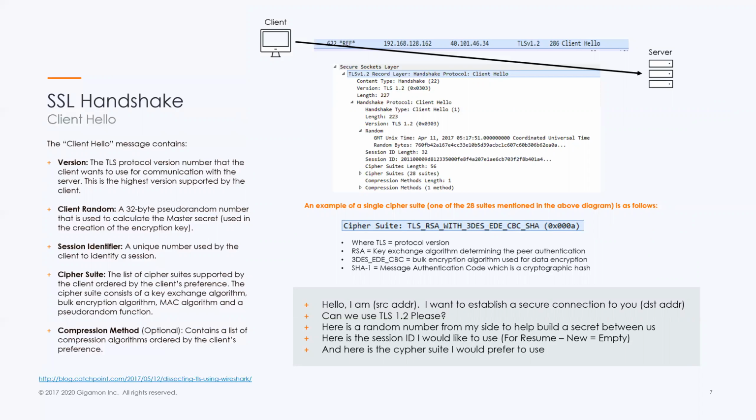So the client hello message contains a version. This is the TLS protocol version that the client wants to use. A client random, which is a 32 byte, not 32-bit, 32 byte pseudo-random number that's used in the later calculation for what's called the master secret. The session identifier, which is a unique number from the client used to identify a session. Cipher suite, the list of cipher suites that the client knows how to use or would like to use, and then a compression method, if any, that the client would like to use.